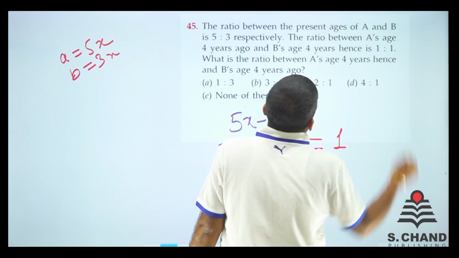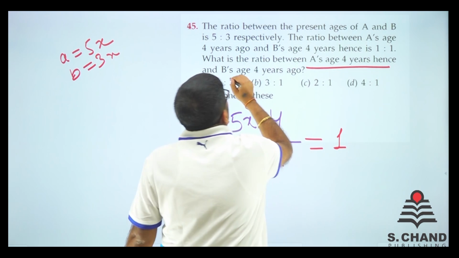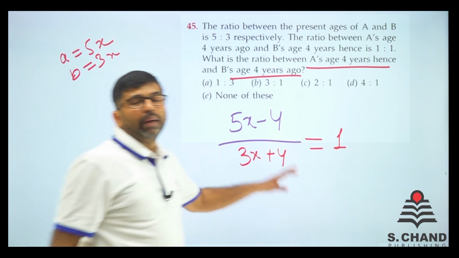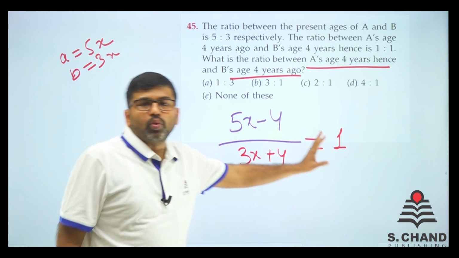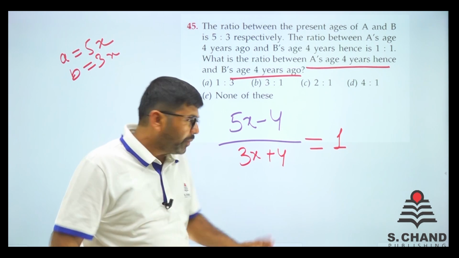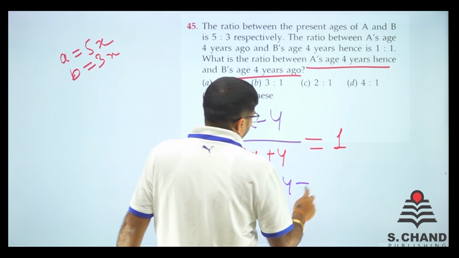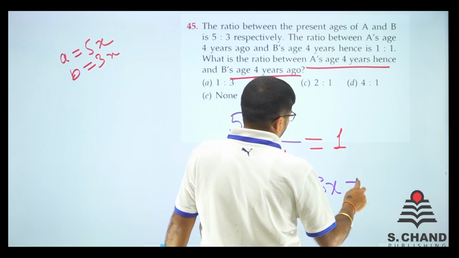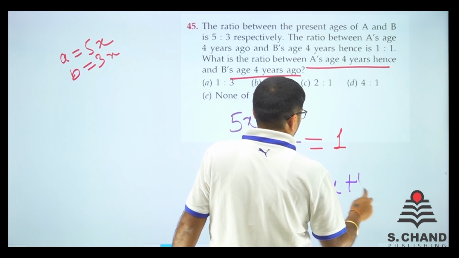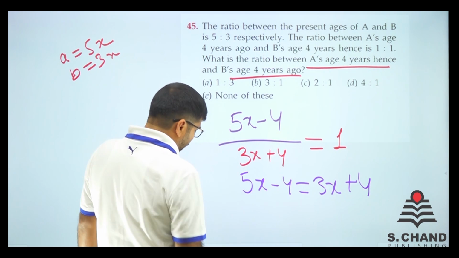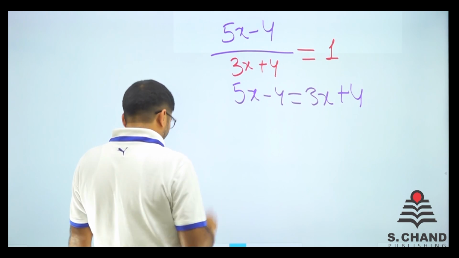What is the ratio of A's age 4 years hence and 4 years ago? First you solve this equation. The ratio was 1:1, I just wrote 1, right? So 5x minus 4 is equal to 3x plus 4. This will go there by cross multiplication, the whole thing will be multiplied.